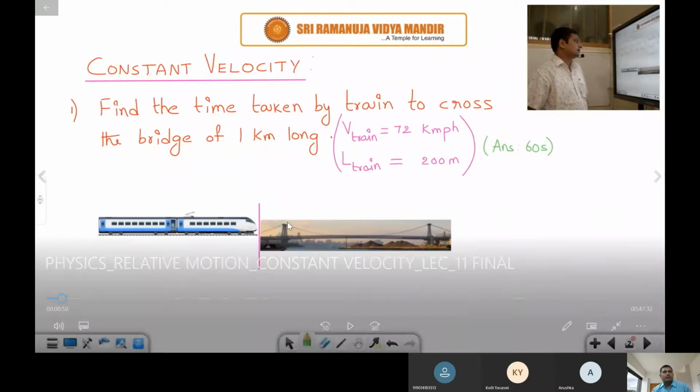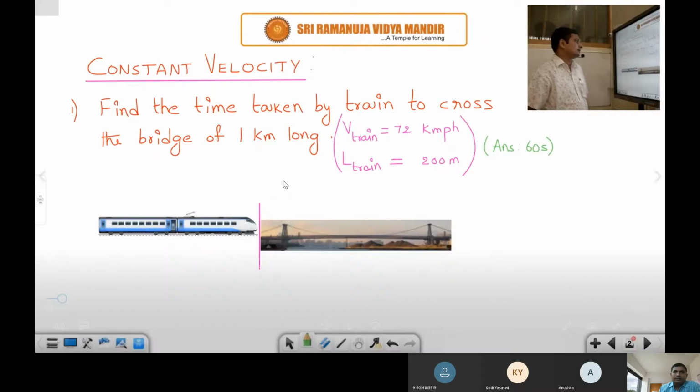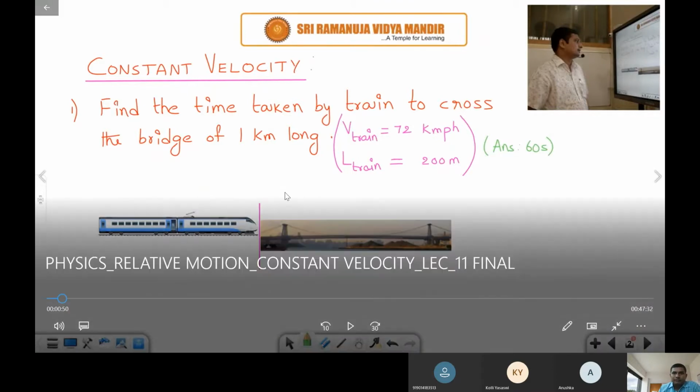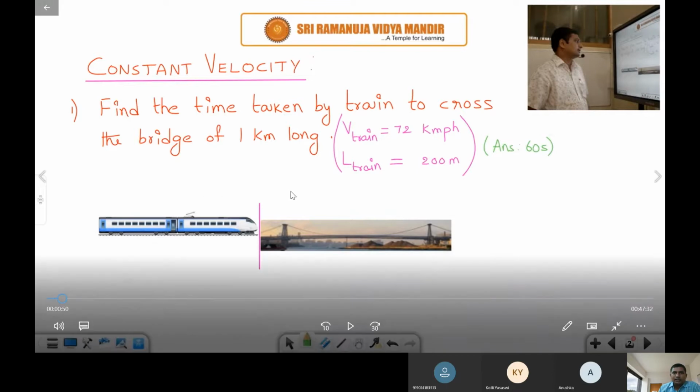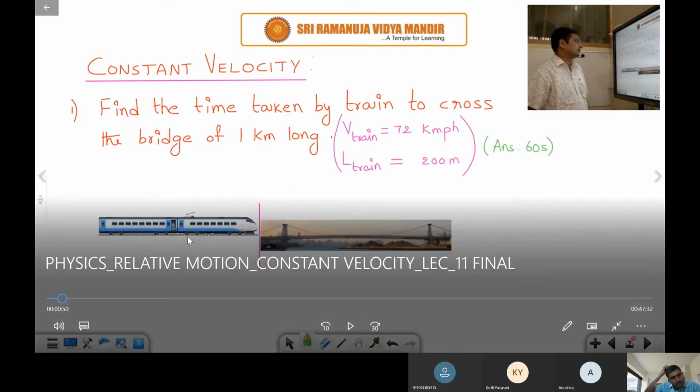So first problem, find the time taken by train to cross the bridge of 1 kilometer long. Given velocity of train is 72 kilometers per hour, length of the train is 200 meters. And the length of the bridge is 1 kilometer. Now this is a simple problem, where you are asked to find out the time taken.